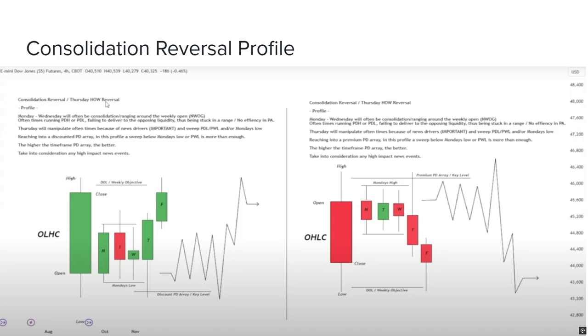Y'all must know what NWOG is by now, right? Oftentimes running to previous day high or previous day low, failing to deliver to the opposite liquidity, thus being stuck in a range, no efficiency in PA.